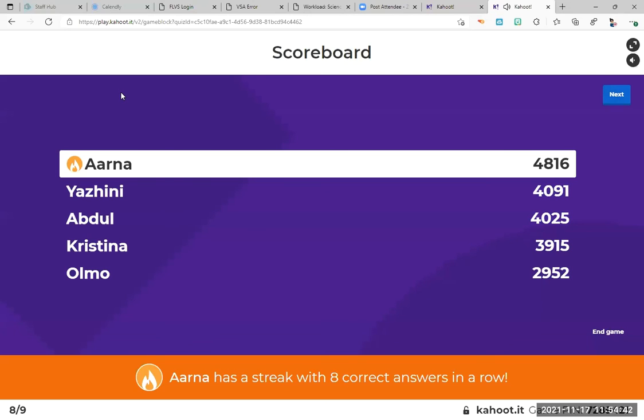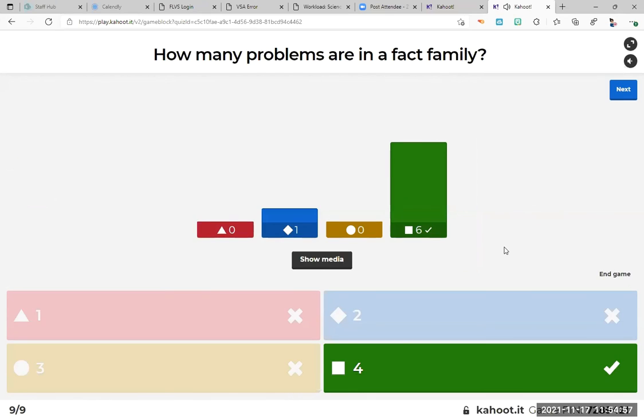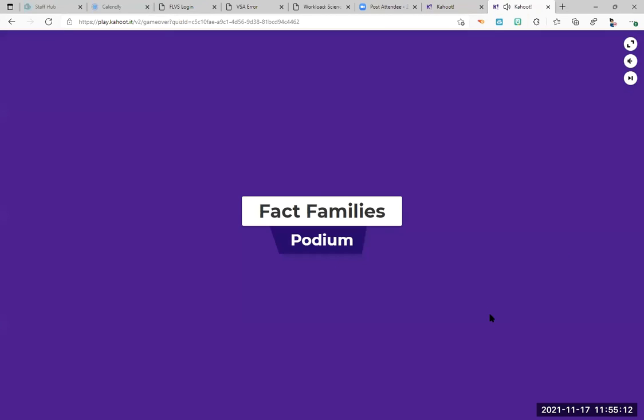Last question. How many problems are in a fact family? How many rooms are in the house? Remember the rooms? How many addition? How many subtraction? How many all together is our question. If you said 4, you got it right. There are 4 problems in the house. 2 addition, 2 subtraction. 2 plus 2, guys. 4 equations. So let's see how we did.